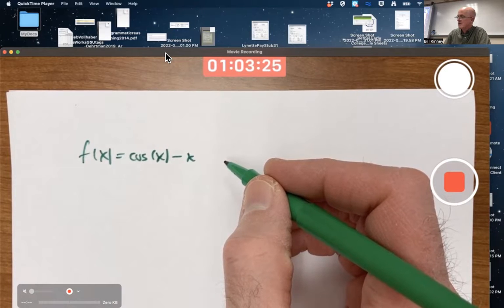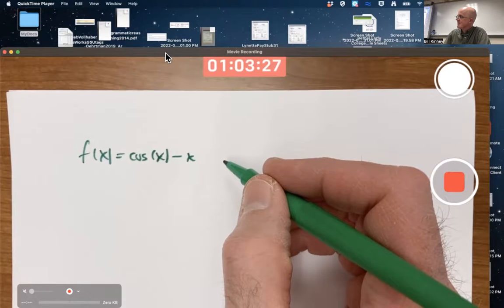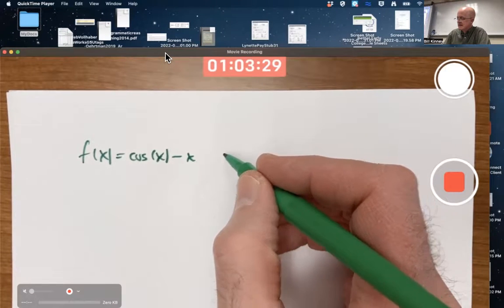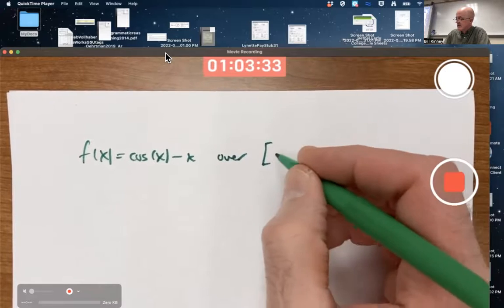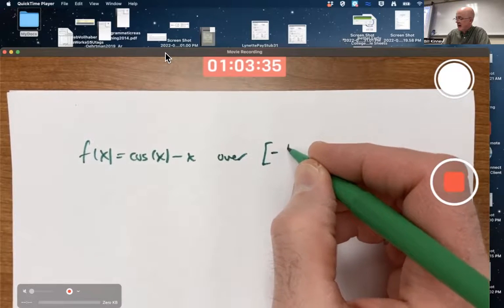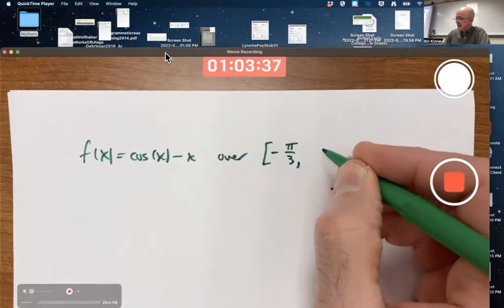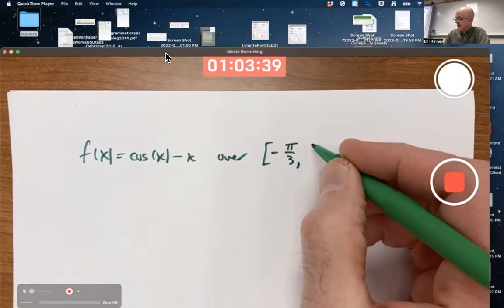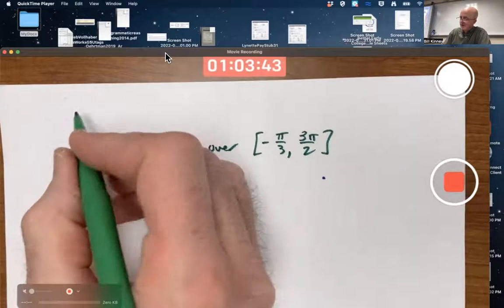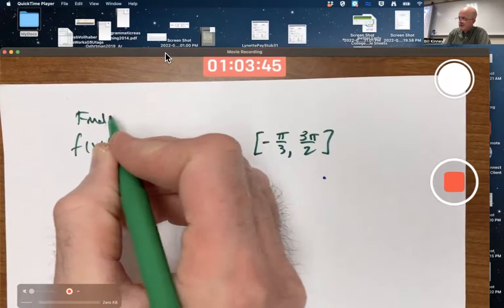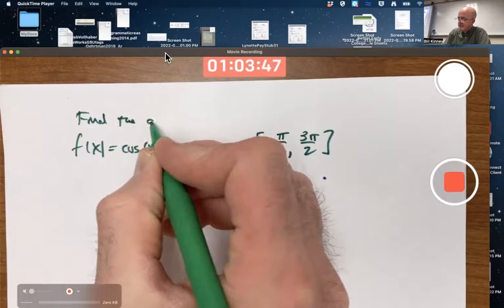Over the interval, maybe from, what should I pick? I don't know. Negative pi over 3 to positive 3 pi over 2. Find the global max and min.